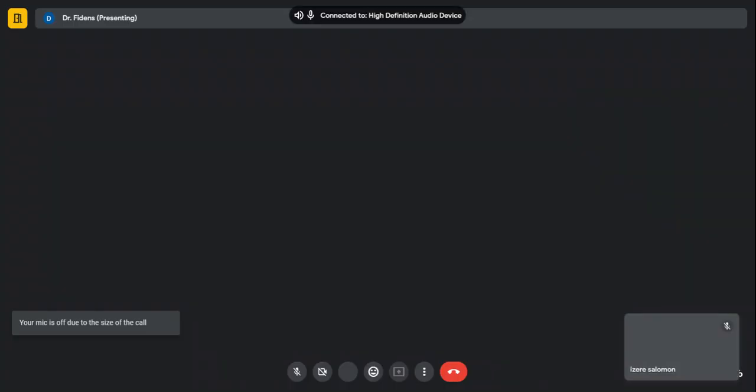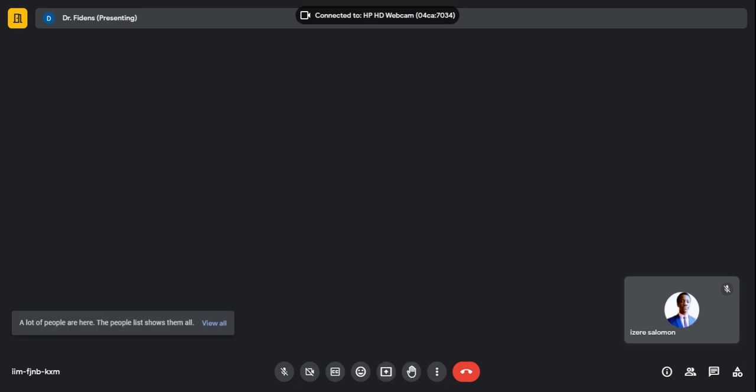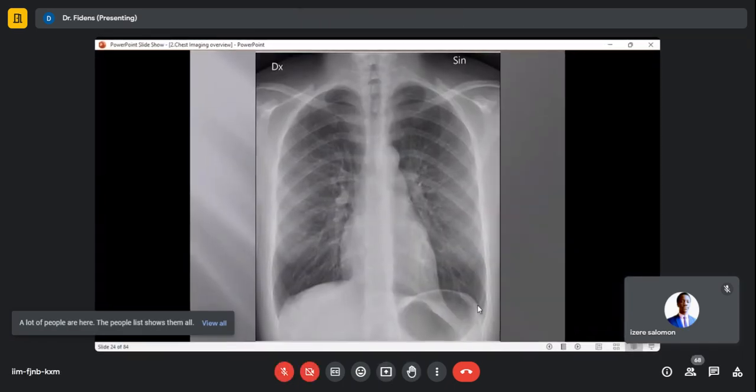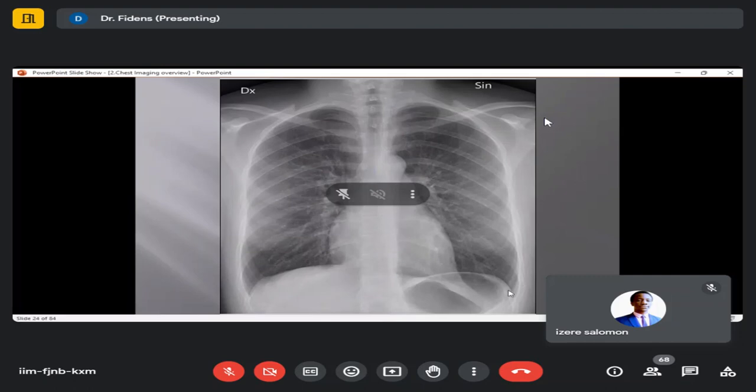This is not sharp. There should not be a rib here. Don't consider the rib. That's air space. It's sharp.